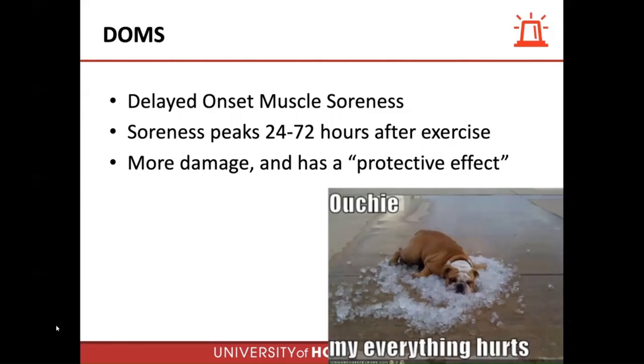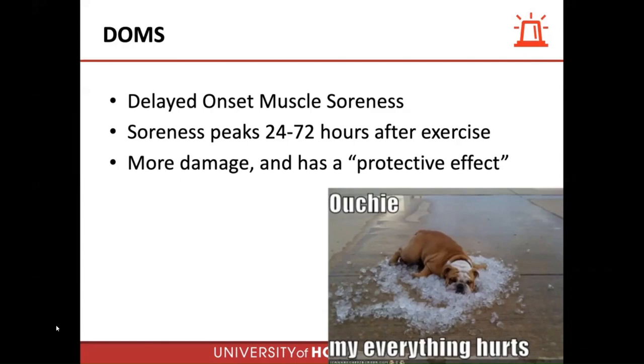We can have more mild DOMS where it's not that serious. We just still have some limitations with that. This is the type of soreness that peaks about 24 to 72 hours after exercise. You know how you work out and then the next day you're in the shower and you have to bend your head down to wash your hair because you can't lift your arms up to wash your hair. So that's DOMS.